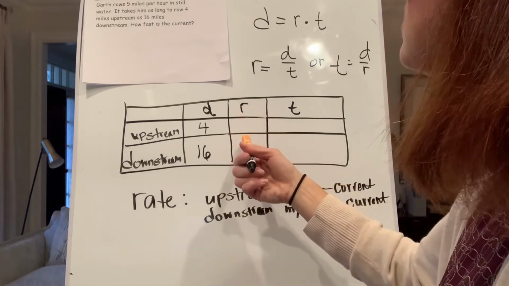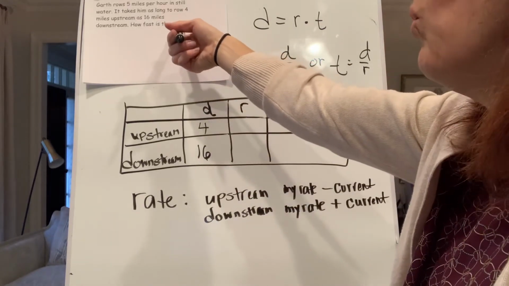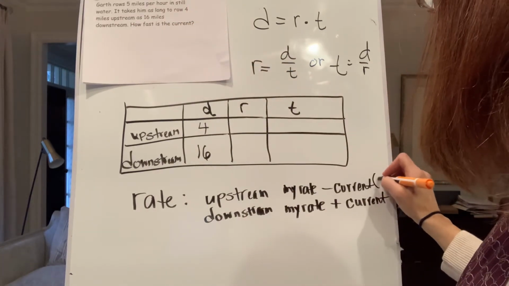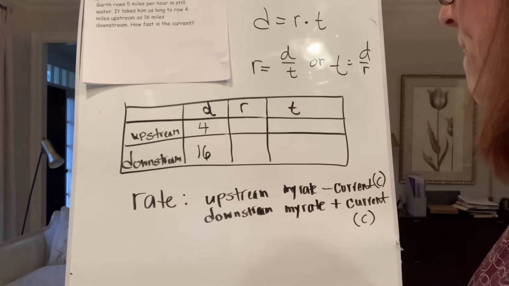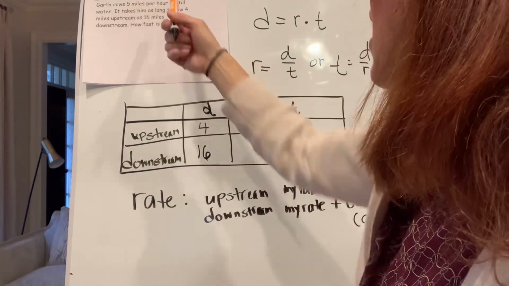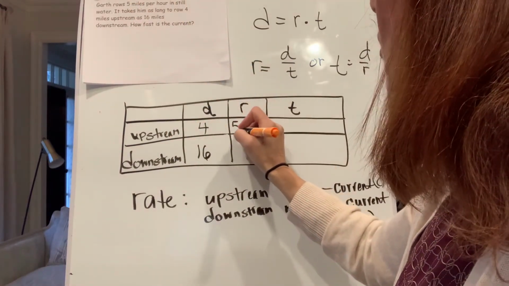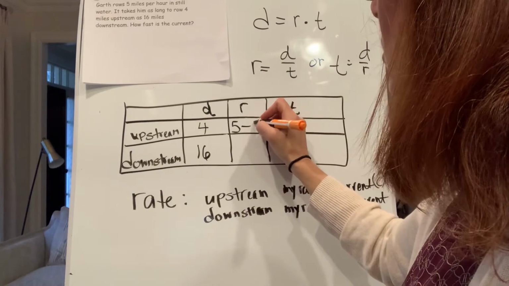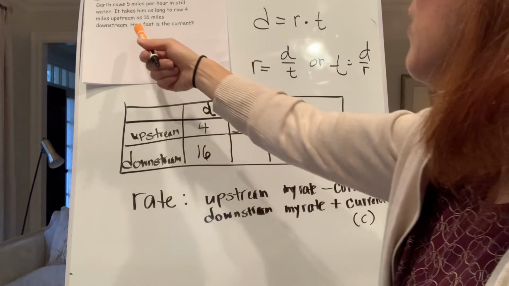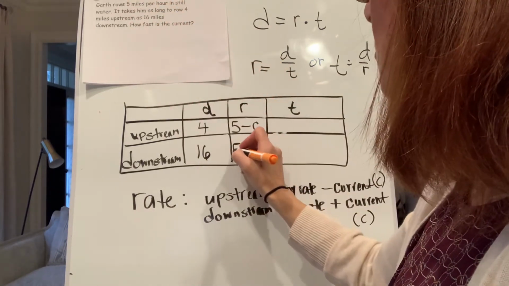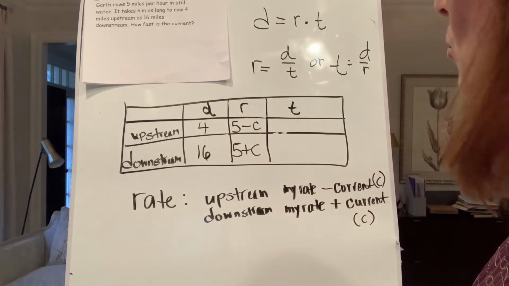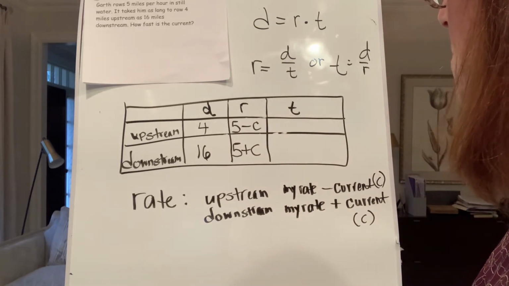In this case, we do not know how fast the current is, so we need to give that a variable. We're going to call it C. Going upstream, my rate is 5 miles per hour, but I'm going against the current, so I have to subtract off C. Going downstream, I'm still rowing 5 miles an hour. My rate doesn't change, but this time I'm also getting helped by that current, so I want to add C.